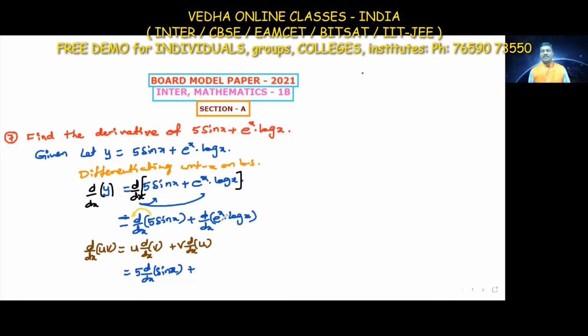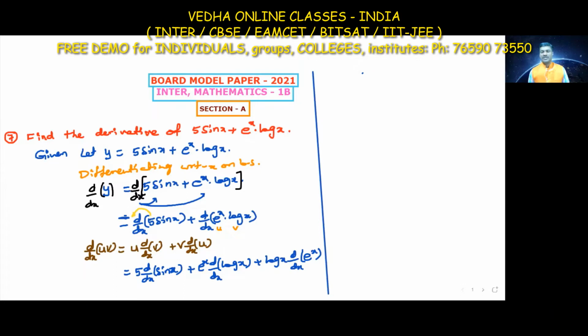Next, in the second part, consider e power x as u and log x as v. Now apply the formula here. So u outside means e power x outside, and d by dx of v, v is nothing but log x, plus log x outside and d by dx of u, that is e to the power x.